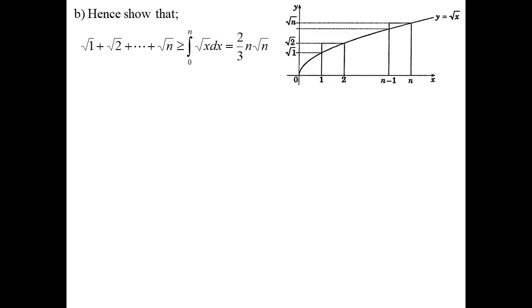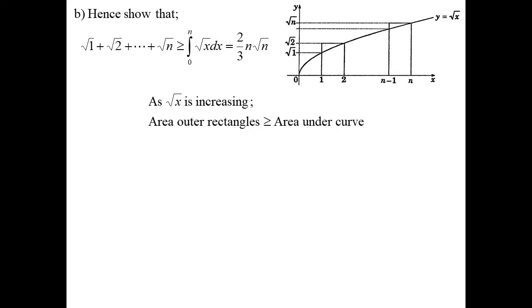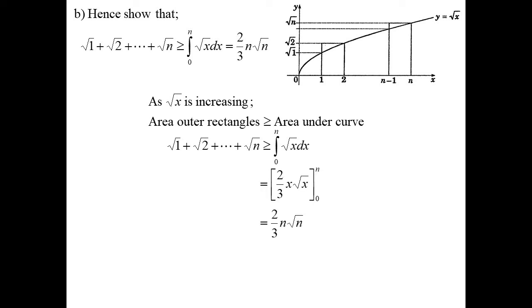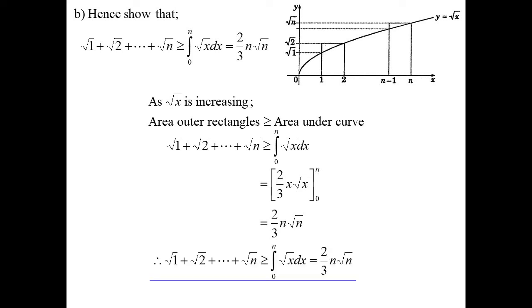There it is. And as it's increasing, all of those outer rectangles are obviously going to have an area that's bigger than the area under the curve. So that's the idea I'm going to use. So therefore, I've got that expression. That's exactly what it is. I just have to work out what the integral is now to confirm it's 2/3 n root n. So let's integrate that, and we'll end up with 2/3 x root x, sub in n, sub in 0, and we get the result they want, 2/3 n root n.